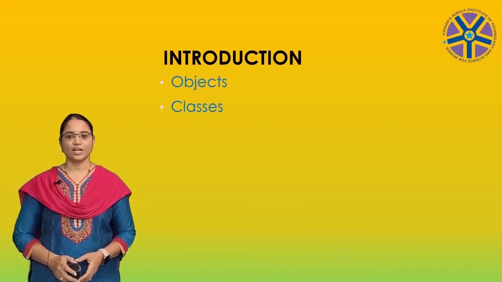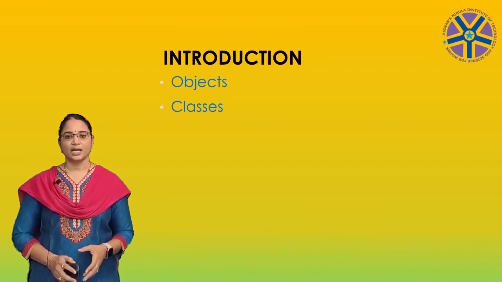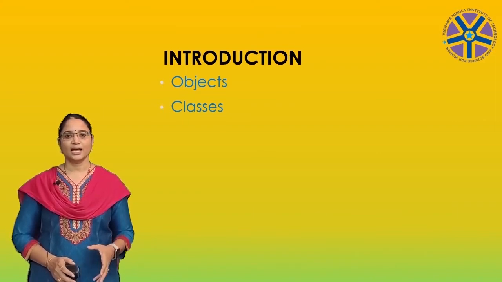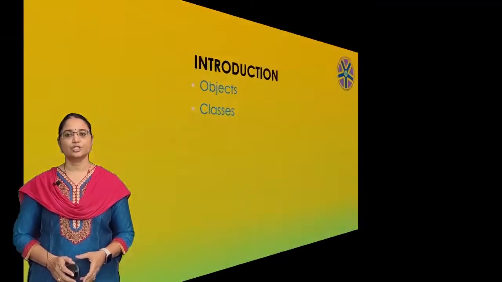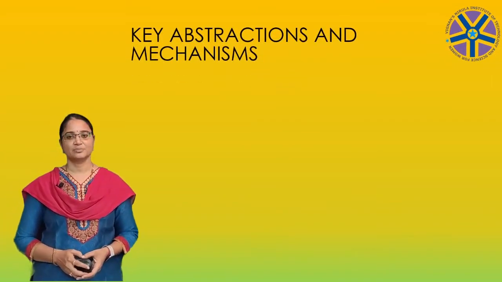A class is a kind of type, an abstract data type, or an entity. Classes are the same in both analysis and design. A class defines the possible behaviors and the information structure of all its object instances. This is a brief introduction to classes and objects, which we have discussed right now. Coming to the next topic, key abstractions and mechanisms.